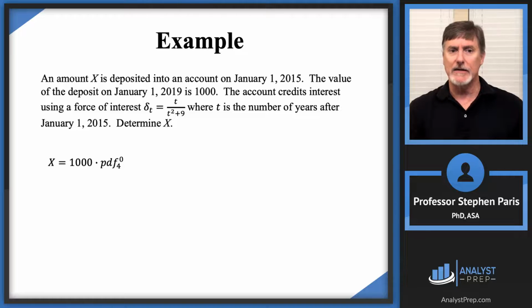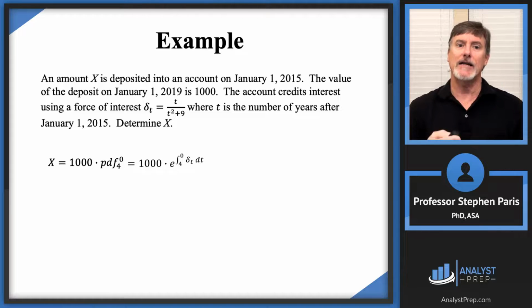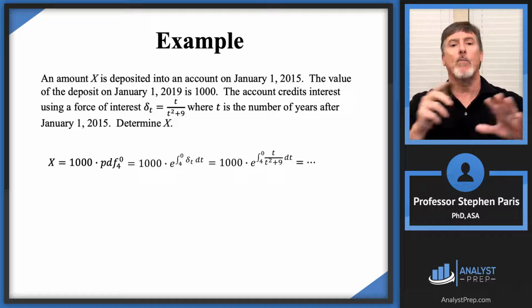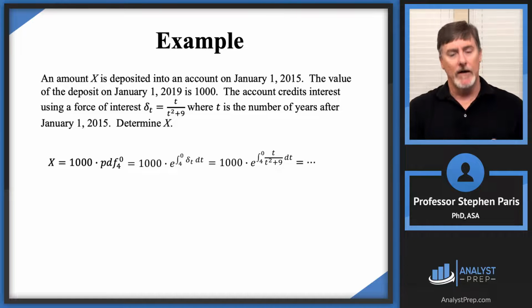Well, the periodic discount factor from time 4 to time 0, I would write as e raised to an integral from 4 to 0 of the force of interest. Then plugging in the force of interest, I'd have to evaluate this expression: 1,000 times e raised to the integral from 4 to 0 of t divided by t squared plus 9 dt. You'd have to go through the whole process of integrating. You would have to use a u substitution.